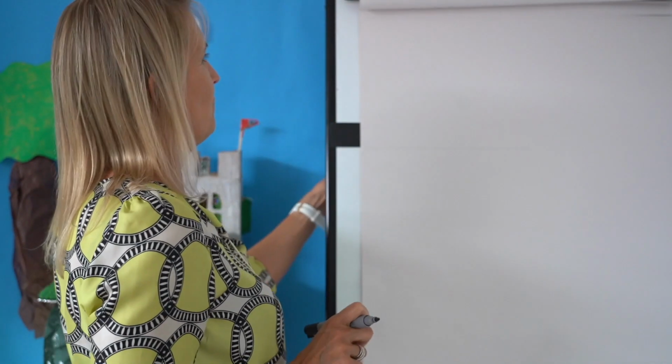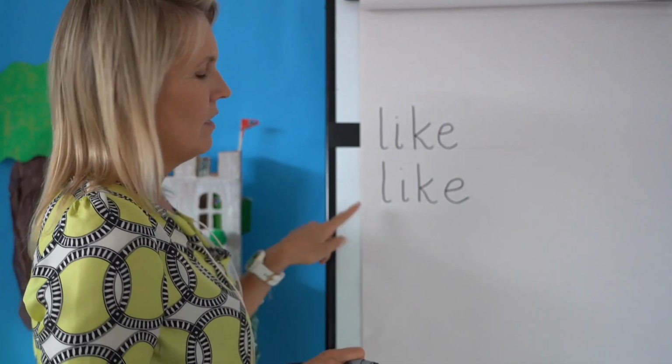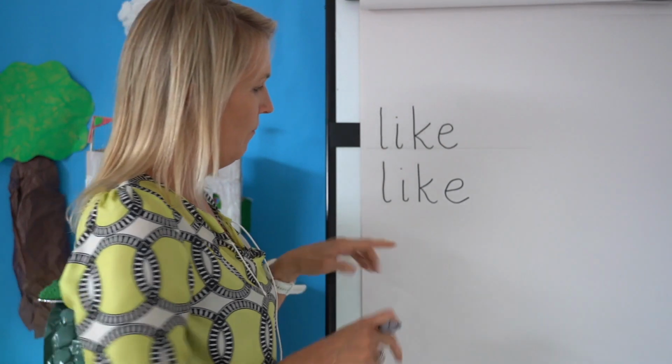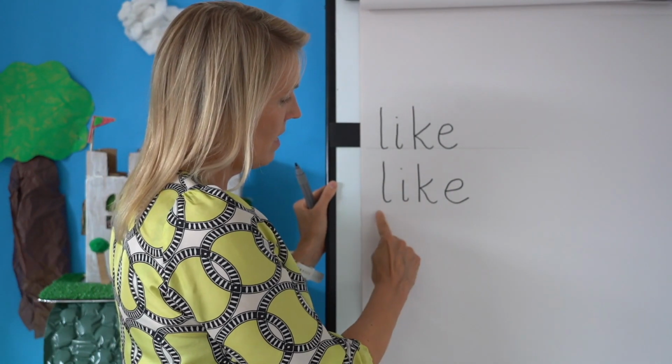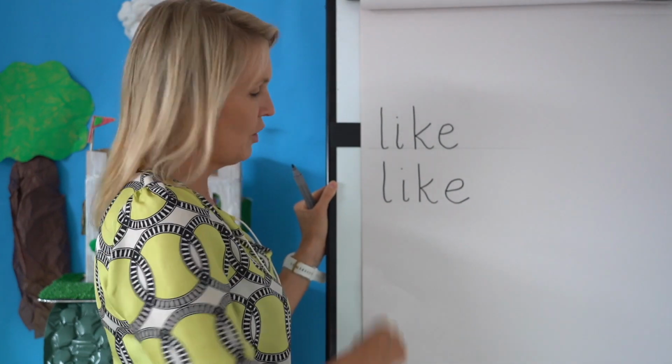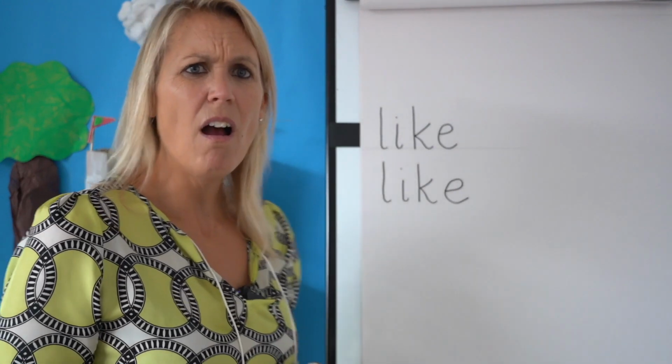Shall we check? Show me your spelling. Super. Let's check mine. Does yours look just like mine? Ul, I, k, like. Did you have it just in that order? You did. You are amazing.